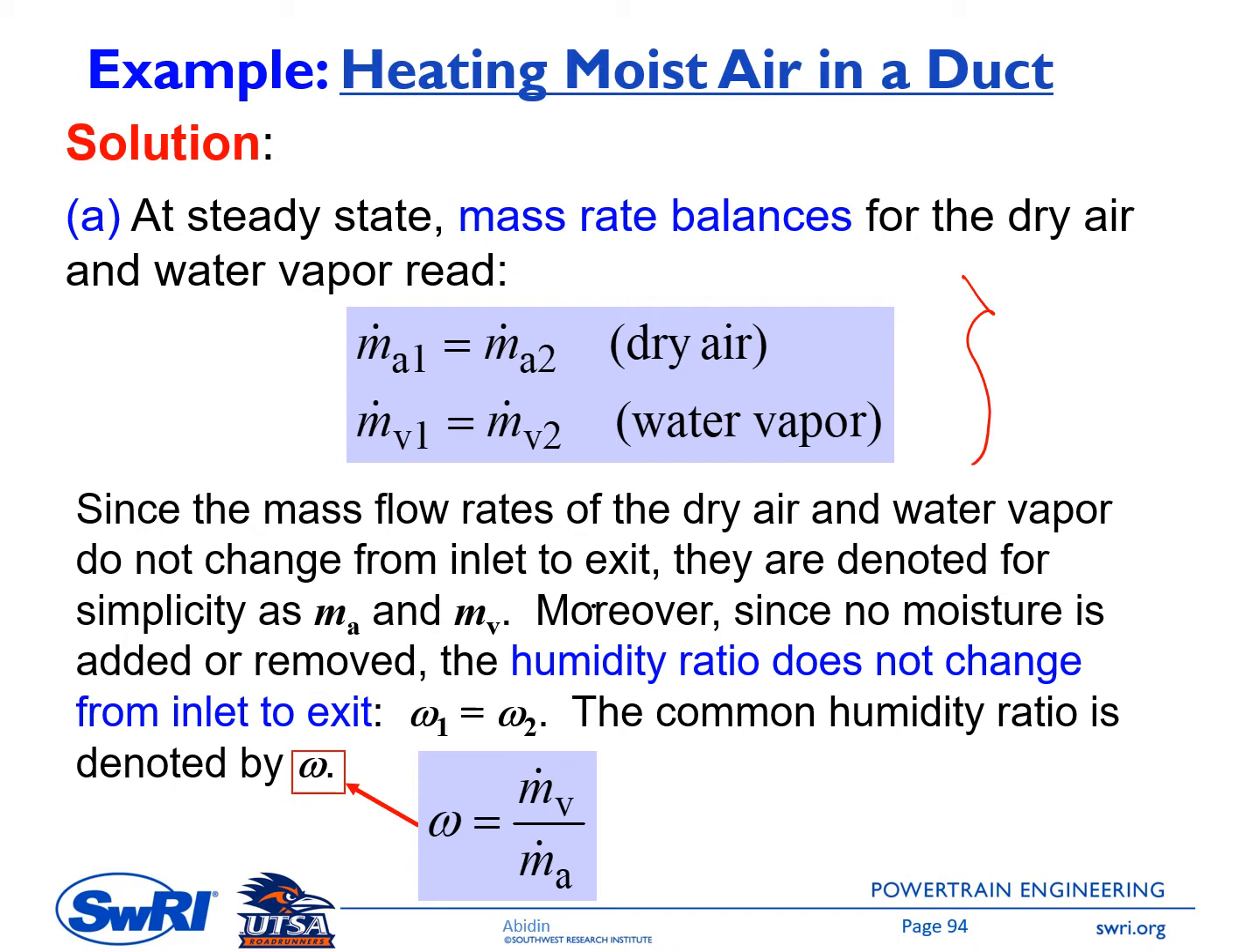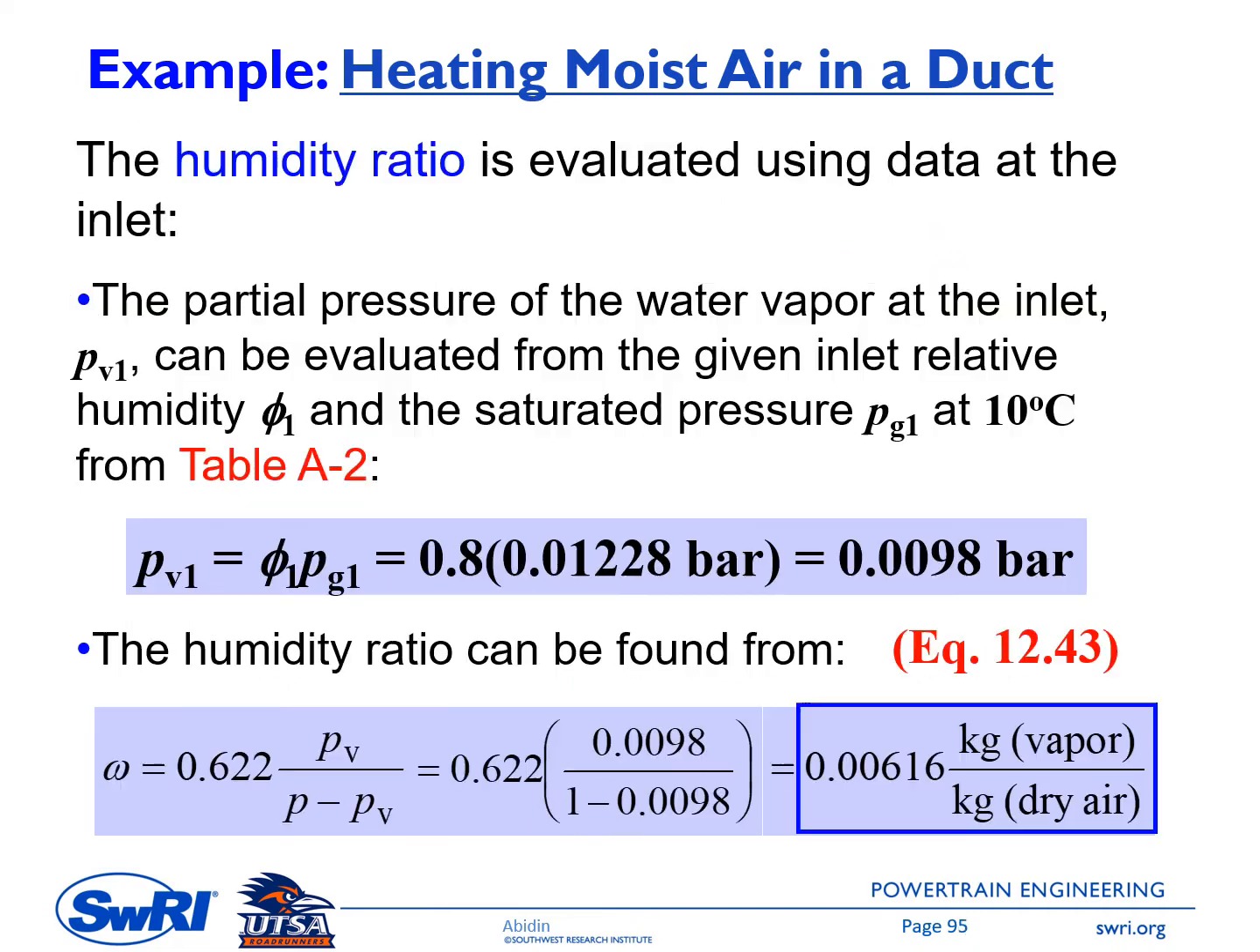Since the mass flow rates of dry air and water vapor do not change from inlet to exit, they are denoted for simplicity as m_a and m_v. Moreover, since no moisture is added or removed, the humidity ratio does not change from inlet to exit. So omega 1 equals omega 2, and we can calculate omega 2 from omega 1. This is the common humidity ratio formula, m dot v over m_a, and the humidity ratio is evaluated at the inlet, so it makes sense.